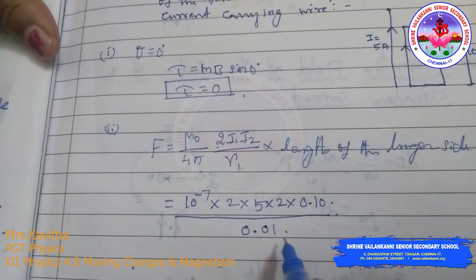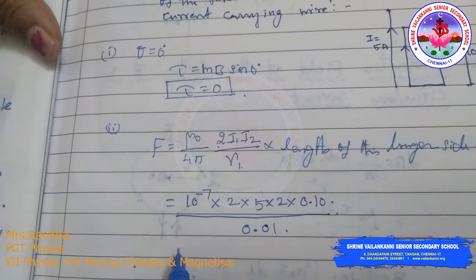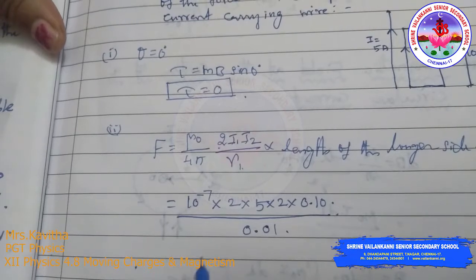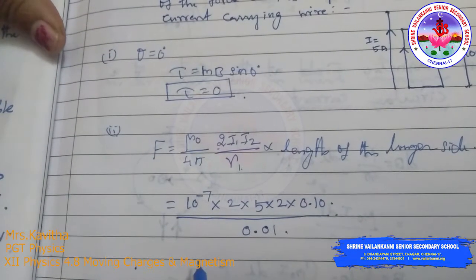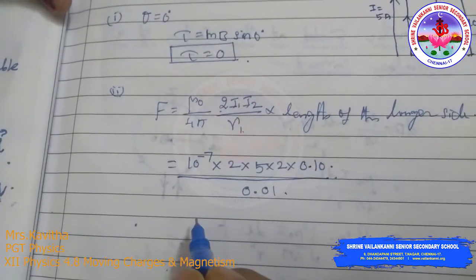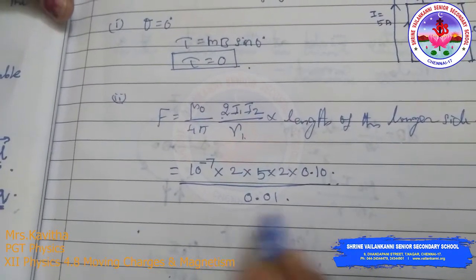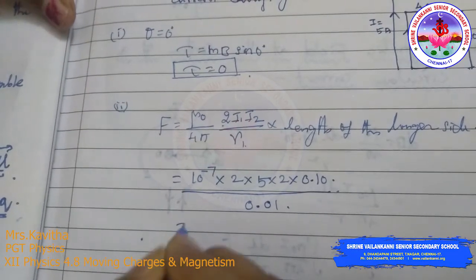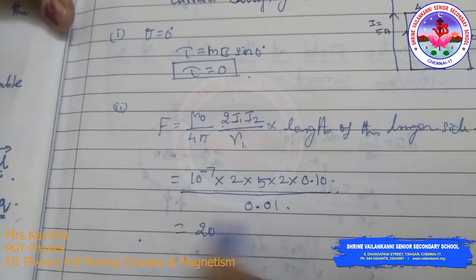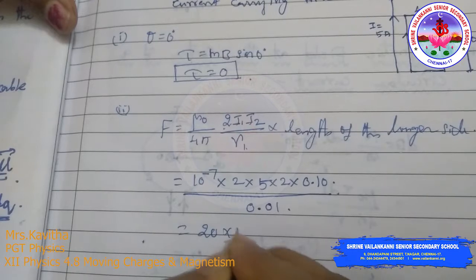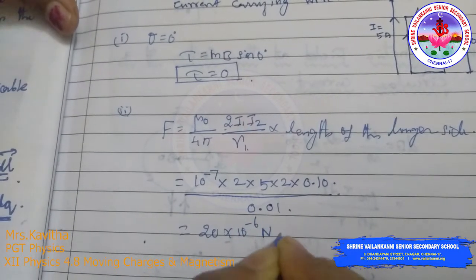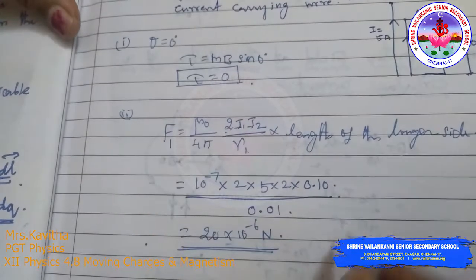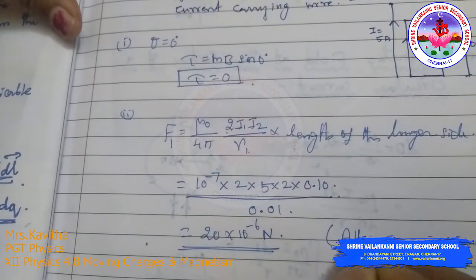So we have taken this, we have to calculate this. The size is 4 centimeter into 10 centimeter, steady current 2 ampere, and the straight long wire carrying 5 ampere. From this we are going to calculate, and if you simplify this, you will get 20 into 10 power minus 6 Newton. This is the force F1, which is the attractive force.